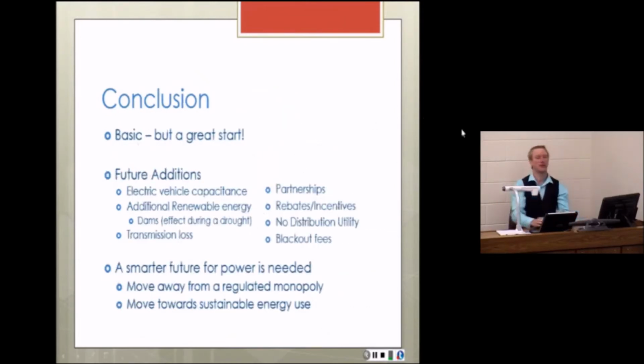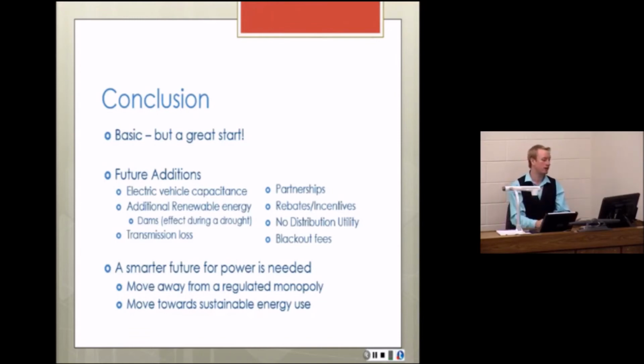And in conclusion, I think this competition is pretty basic compared to all the stuff that's needed to account for with energy, but it's a great start. A lot of the things that will be added in future years are right here, like adding electric vehicles. Say if you had an electric vehicle, how does that play a role? Partnerships, like if me and broker B want to make a partnership and say, hey, I'll stay off your turf if you stay off mine. How does that play a role? Rebates and incentives, blackout fees, transmission loss. A lot of things need to be added to make this more realistic, but I think this is a great start.